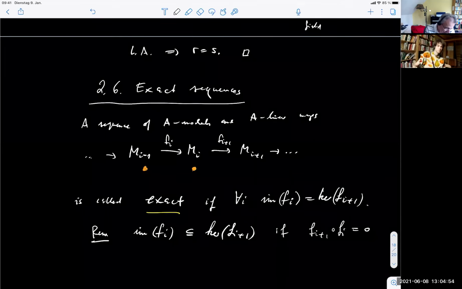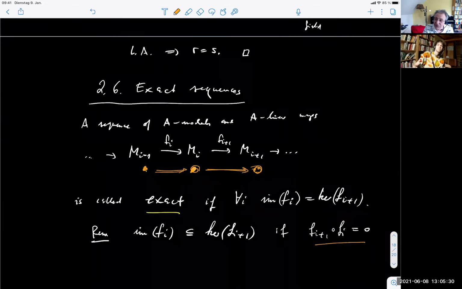Right. So this element here, okay, color, is in the image of Fi. Okay, so it comes from something. I have here something, it maps here. So if this element, I map it further, I get here. But this element here must be 0. Because how do I get it? I get it by applying this composition. First this and then this. But what I'm saying is this composition is 0.